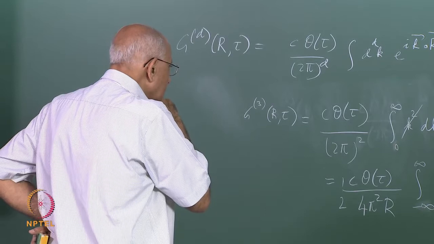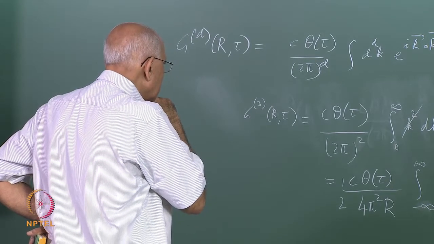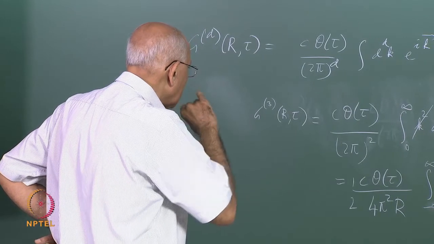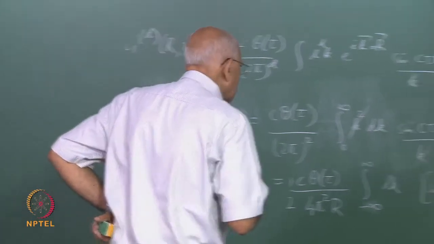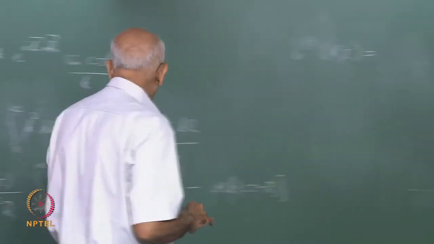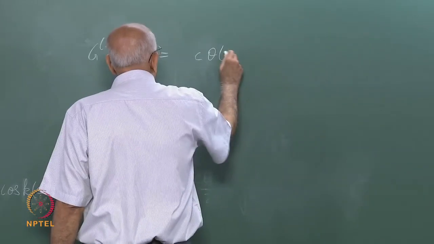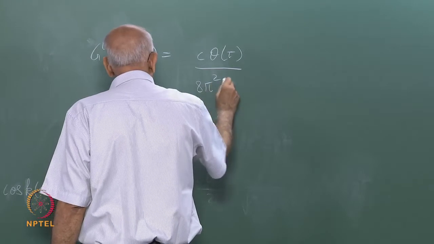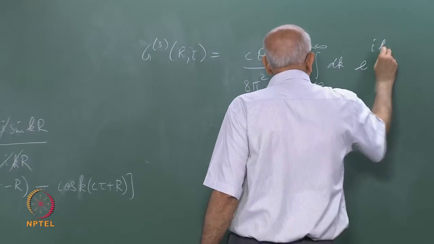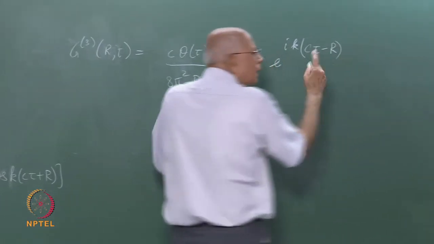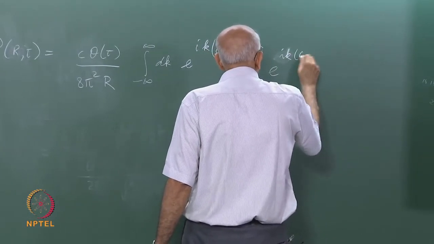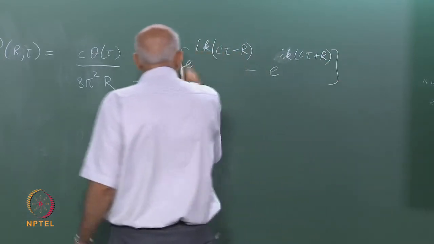I just want to make sure that we get everything right, but okay, up to a minus sign we have to worry about this a little later, but let us see where it takes us. This is equal to c theta of tau divided by 8 pi squared r, and then this integral can also be written as minus infinity to infinity dk e to the power I k times c tau minus r, because the sign part of it is 0 by symmetry, minus e to the I k c tau plus r in this fashion, and these are delta functions.